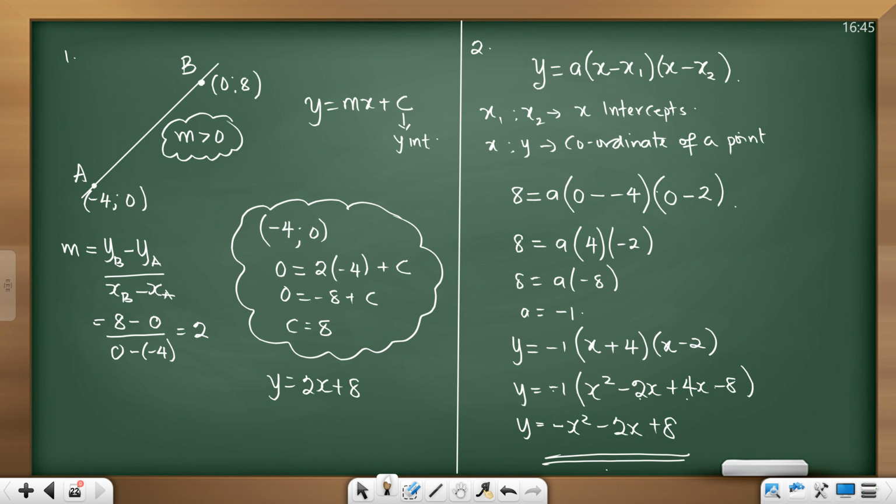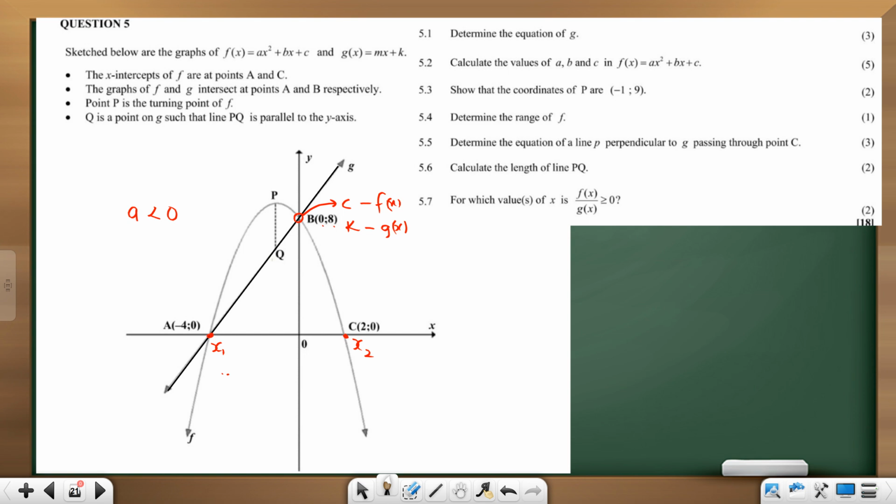Talk to me. Number 2. So you sub in your x, y, x1 and x2 to get the value of a. Then you throw it back into the equation, leaving x and y. Is everybody okay here? Okay. Beautiful. How many marks was that? That should be about 3 or 4 marks. Oh, 5 marks. Interesting. 5 marks.